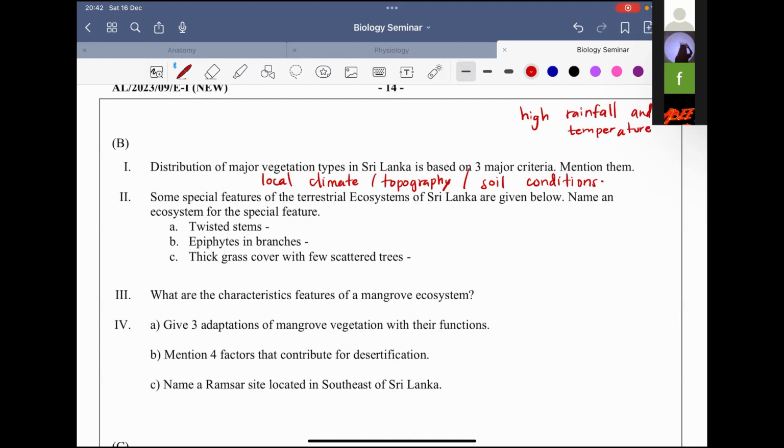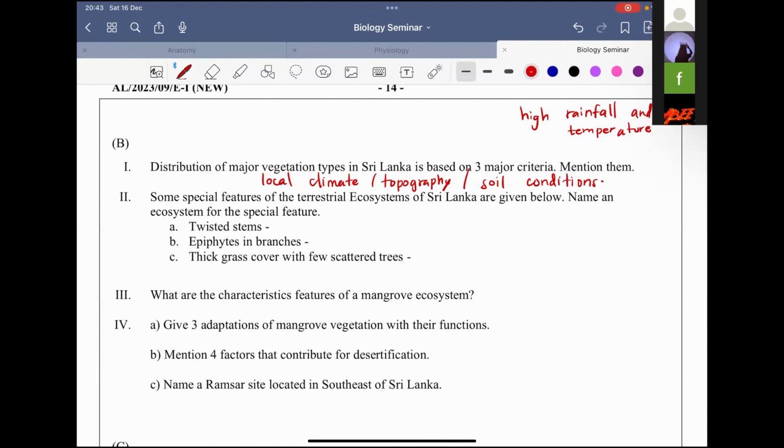Epiphytes in branches are found in the tropical wet lowland rainforest. And third one, thick grass cover with few scattered trees. Okay, thick grass cover with few scattered trees. So these are the answers for the second question. Third one, what are the characteristic features of a mangrove ecosystem? Okay, now there is the mangrove ecosystem. You should know the main characteristics. It is better to know the mangrove ecosystem for the essay. Sometimes they might ask you a short note on mangrove ecosystem because it's an important ecosystem in Sri Lanka.